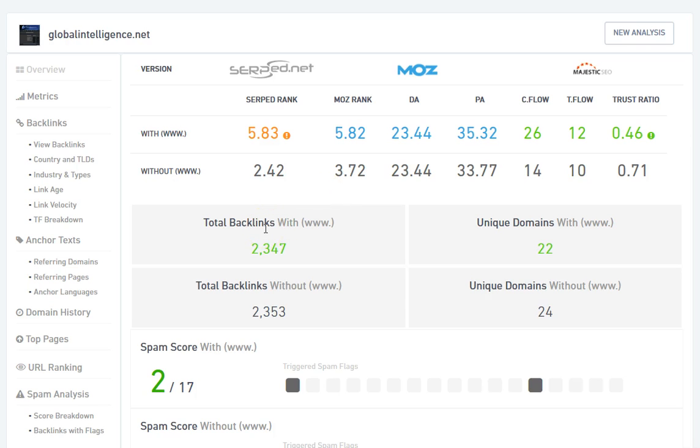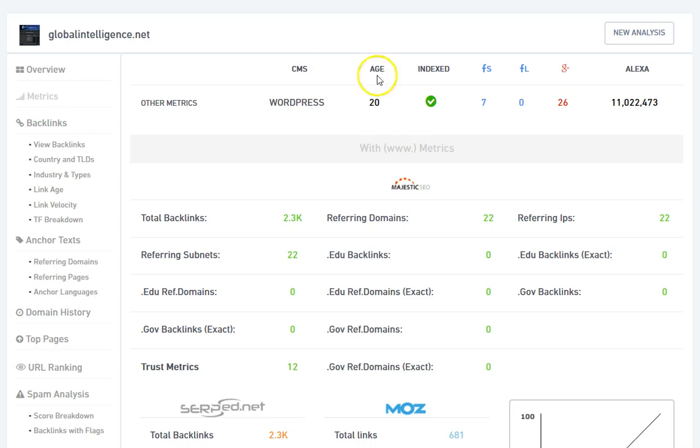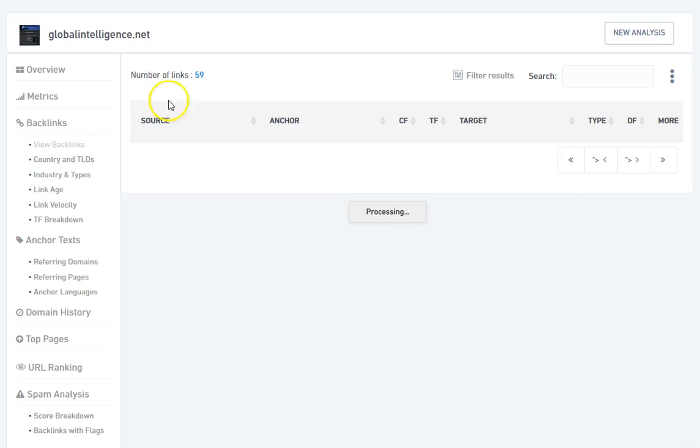So the amount of domains compared to backlinks, I would definitely prefer more domains linking to the site. It looks a lot more natural, but it could be because you're repeating on certain web pages that have linked to you, and that's okay. Site is over 20 years old, it's indexed, and you're running on a WordPress content management system. So the form that I was discussing earlier, the contact form, can be easily updated through the back end of WordPress.